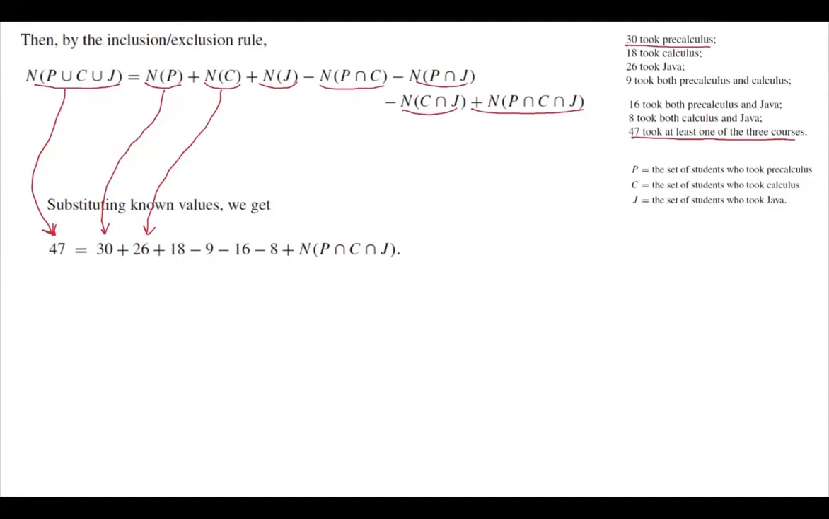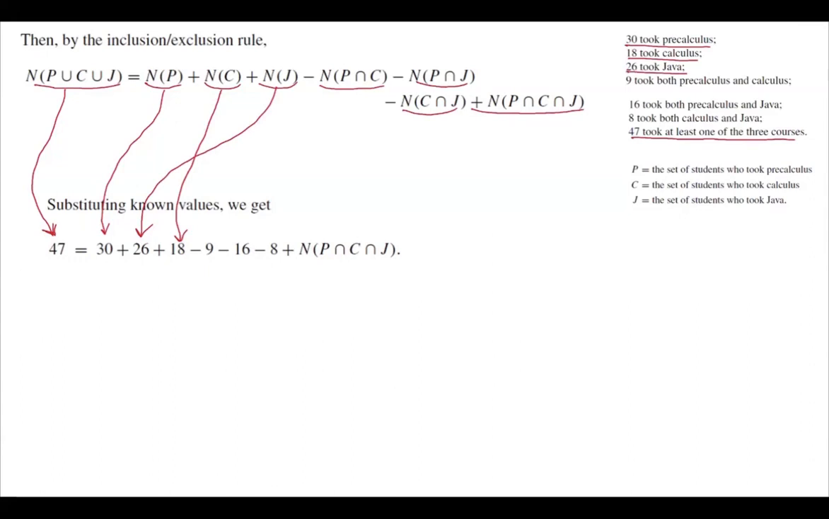Let me just fix this to avoid any confusion for you. It's a little bit out of order, but that makes sense. The number of people who took calculus is 18, and the number of people who took Java is 26.